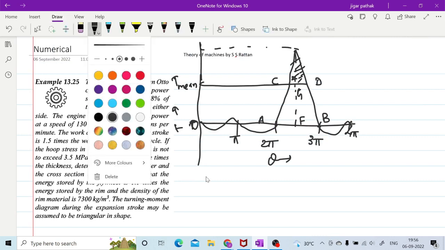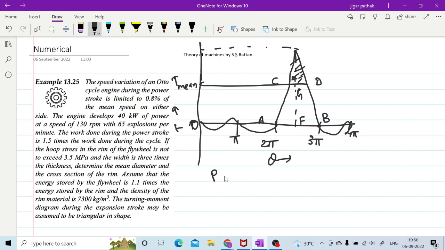So what we are going to do is P equals 2 pi NT by 60. You have all the data with you. Your mean torque is provided, 40 kilowatt, and your RPM is also given, 130. Can you calculate this power quickly?